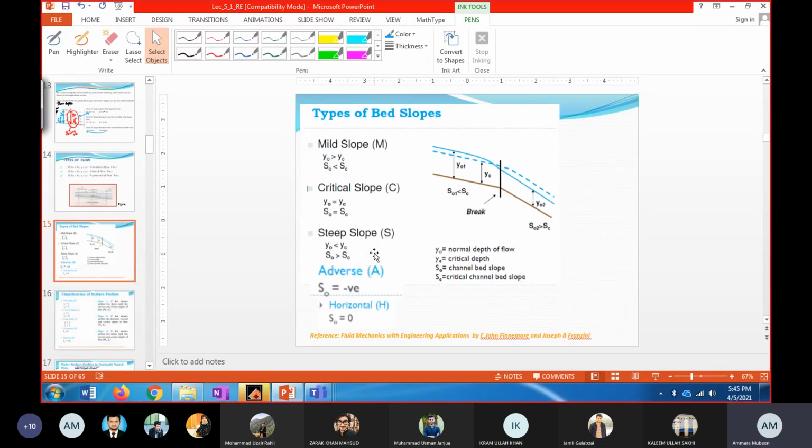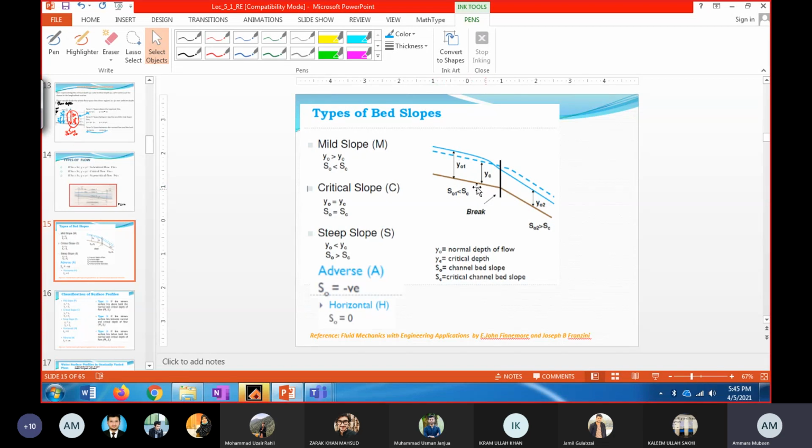Let's check the types of water surface profile and the types of bed slopes. When would we call the slope of bed mild? When this y naught value is greater than yc and S naught is less than SC. So the bed slope would be called mild slope.